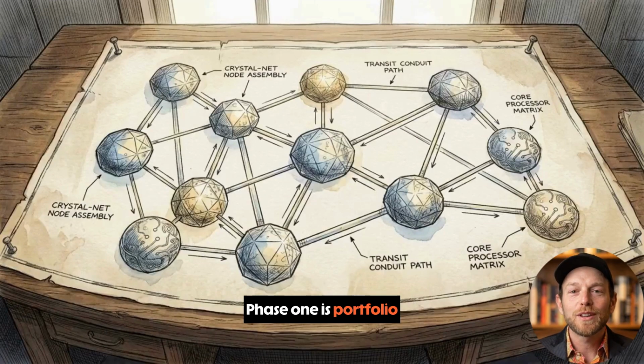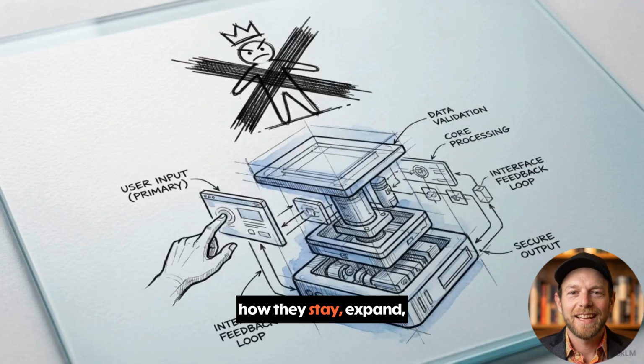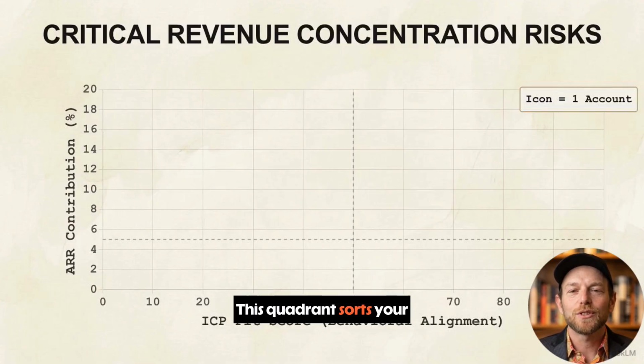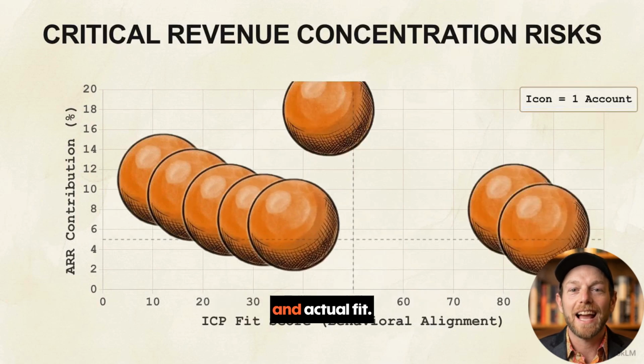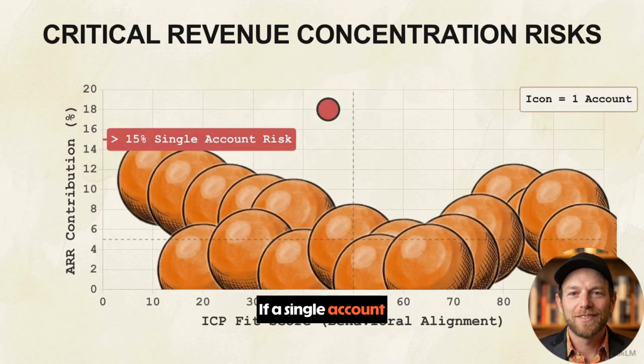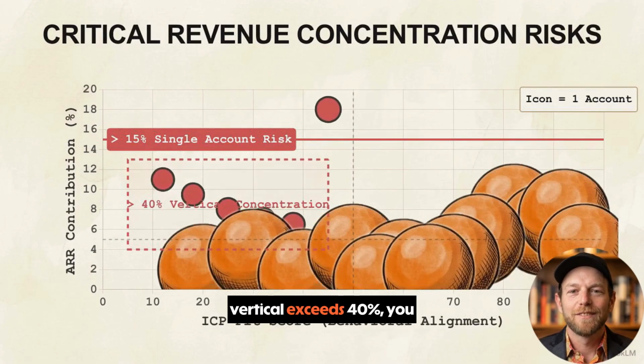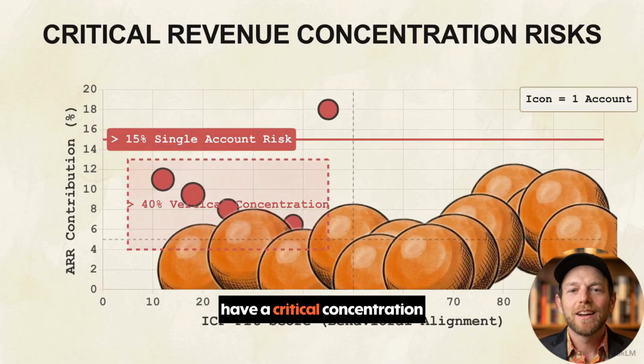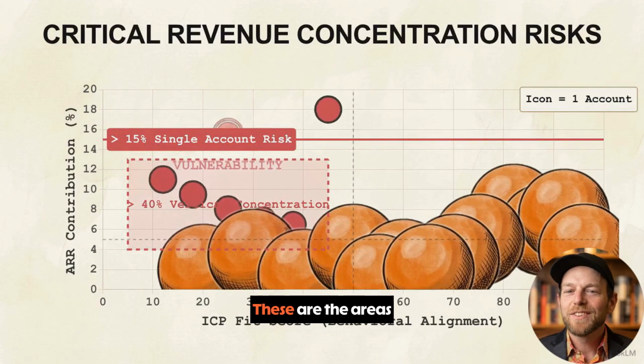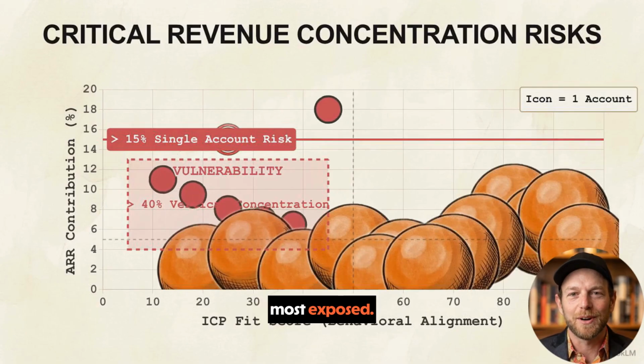Phase 1 is portfolio cartography. Before collecting new data, you must map your current customer base using actual behavioral fit. You categorize accounts by how they stay, expand, and refer business, moving past the aspirational targets found in marketing decks. This quadrant sorts your portfolio by revenue contribution and actual fit. If a single account exceeds 15% of total revenue, or a single vertical exceeds 40%, you have a critical concentration vulnerability. These are the areas where your business is most exposed.